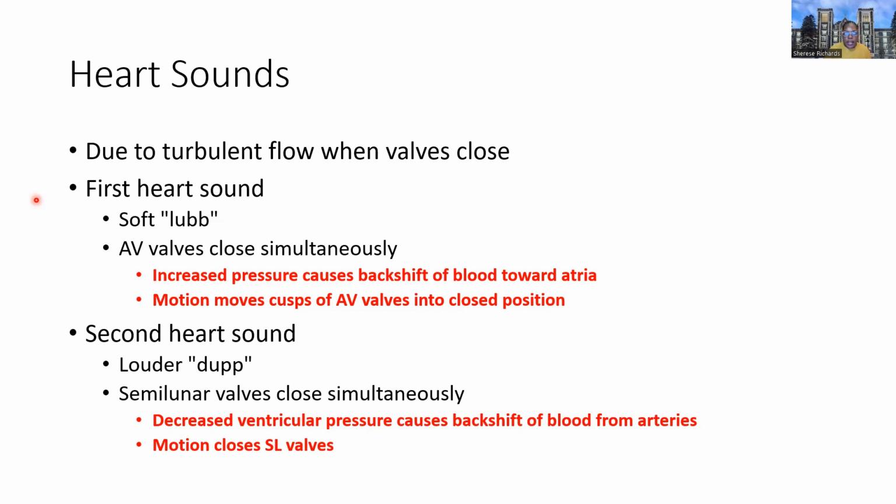So ending of phase one, AV valves close, right? That's after diastole. AV valves close, and as they're closing, the blood that's hitting against the back of the closing valve creates some turbulence, which is a soft lub. So the reason is the pressure that causes a back shift of blood towards the atria, and then the motion of the closing cusp of the valve.